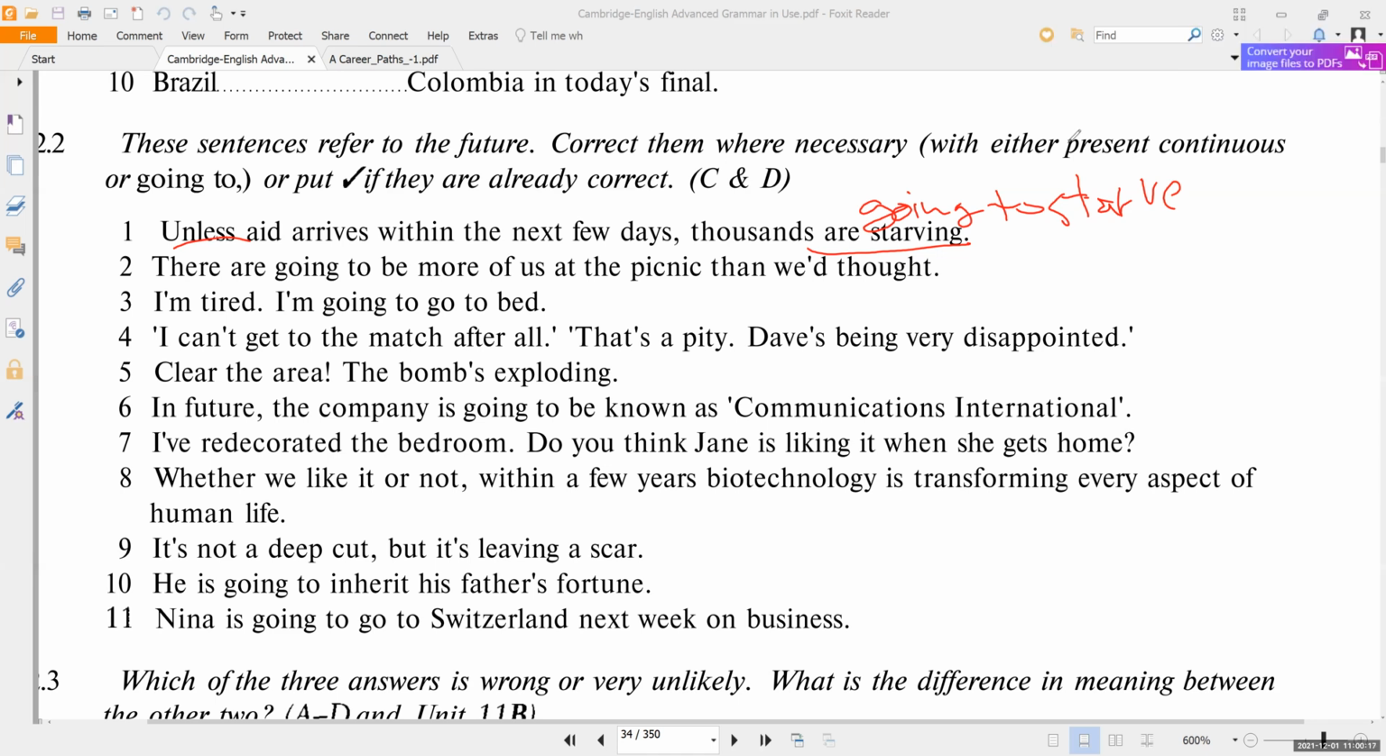There are going to be more of us at the picnic than we'd thought. They are going to be.